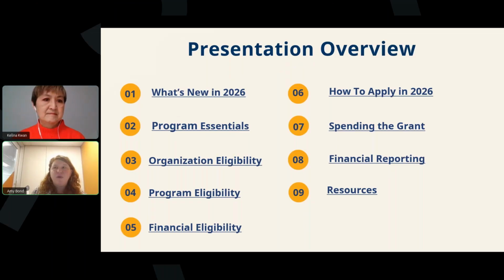So an overview of what we're doing, we'll look at program essentials, just a broad overview of the Community Gaming Grants program. We're going to talk about what's new in the guidelines this year. We'll go over organization eligibility, so who can apply, program eligibility, what types of programs are funded, financial eligibility pieces, how to apply, going through the process, spending the grant once you've got it, follow-up reporting, and then we'll share some resources.